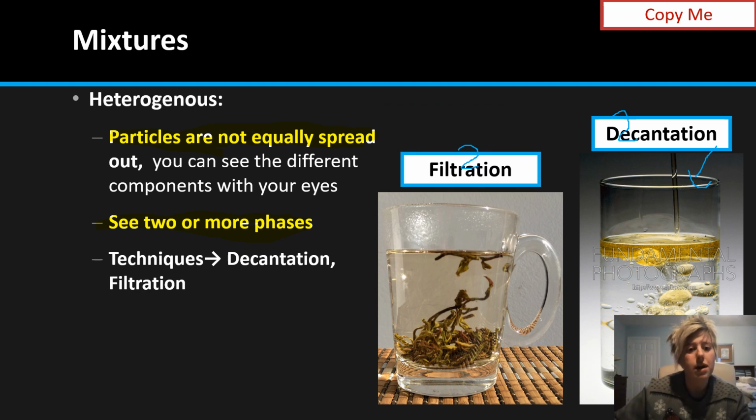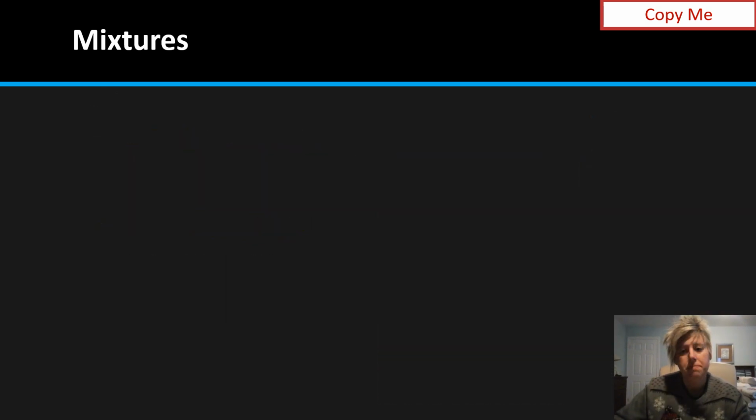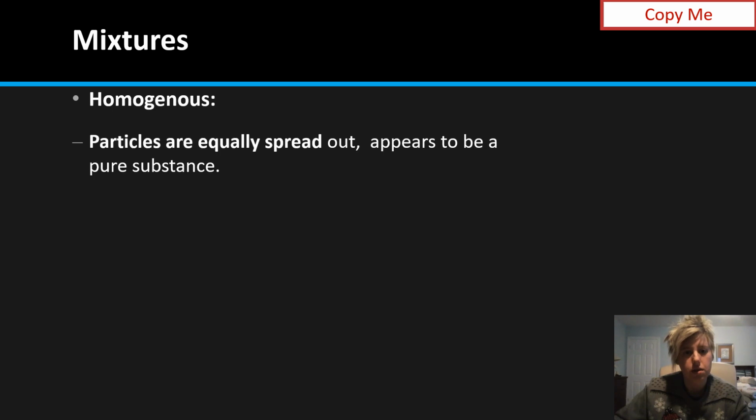So we're now going to look at our other type of mixture, which is a homogeneous mixture. Now, in our homogeneous mixture, we have the particles that are equally spread out. And the key thing about a homogeneous mixture is that it looks like a pure substance. I cannot tell visually that I have multiple components there.